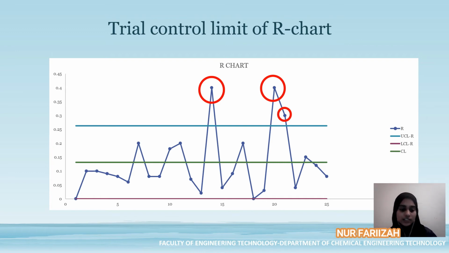As we know, R chart plots the average range and the limit of the range. It is used to detect changes in variation within the subgroup. From the graph of the trial control limit of R chart, we can see that there are 3 out of control points, which are at point number 14, point number 20 and point number 21. It shows that there must be something wrong at that part. So, we need to remove that out of control point.